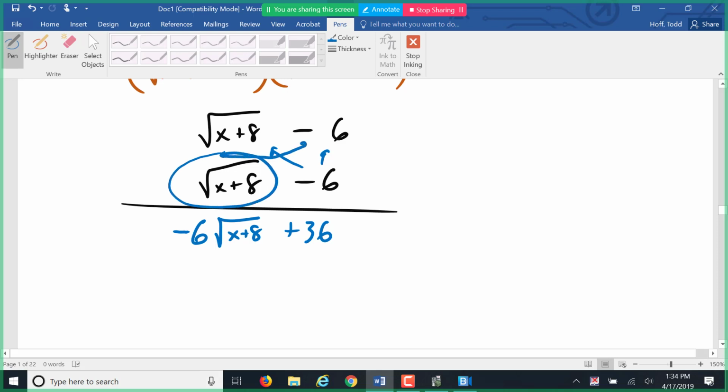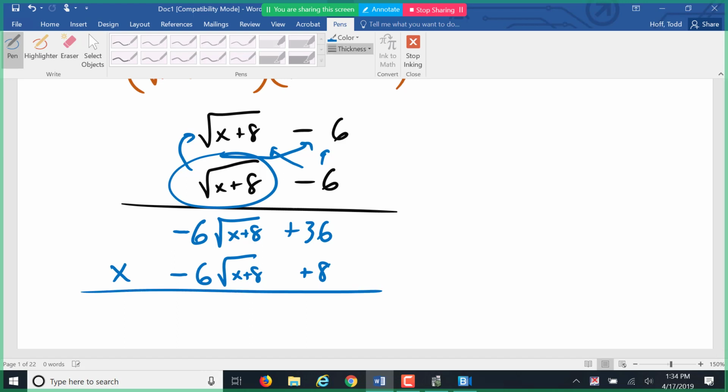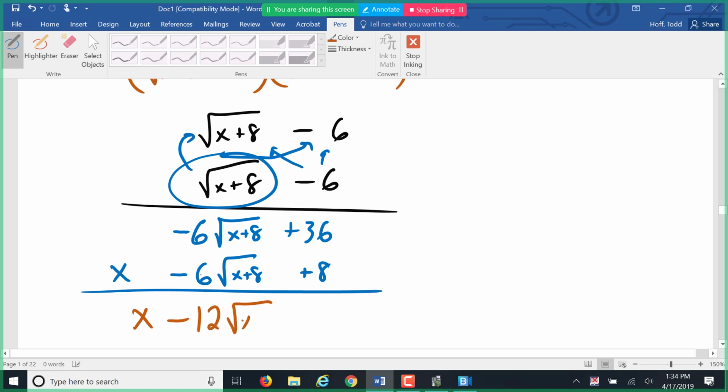Now we have the square root of x plus 8 times negative 6. That's also a negative 6 times the square root of x plus 8. Finally, the square root of x plus 8 times the square root of x plus 8. That's x plus 8. But I'm going to write the x here, and I'm going to put the plus 8 over here because we can combine that with the 36. So I've got x. I've got negative 6 and negative 6 makes negative 12 times the square root of x plus 8, and plus 44.